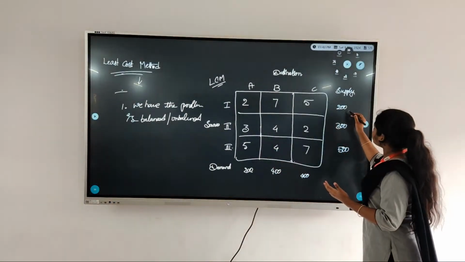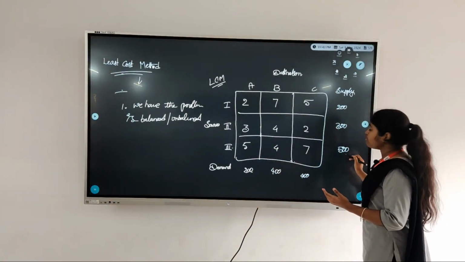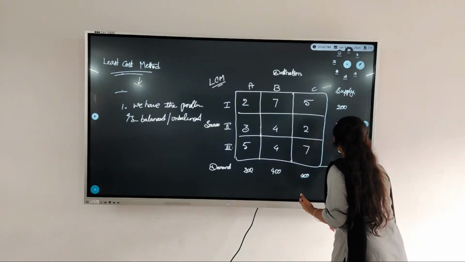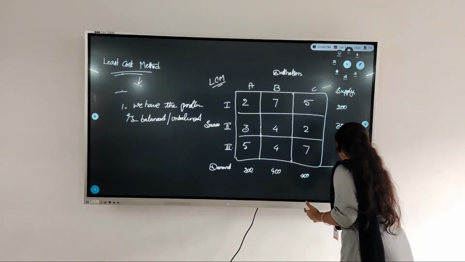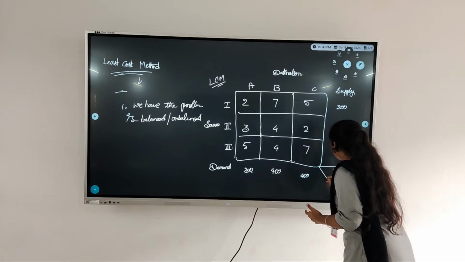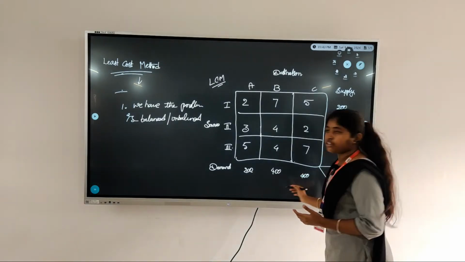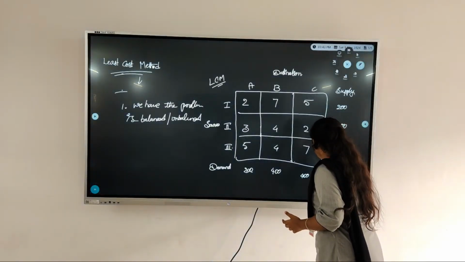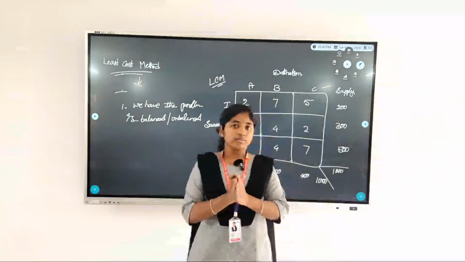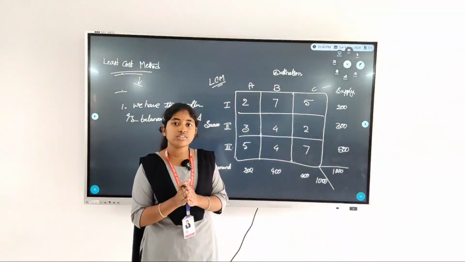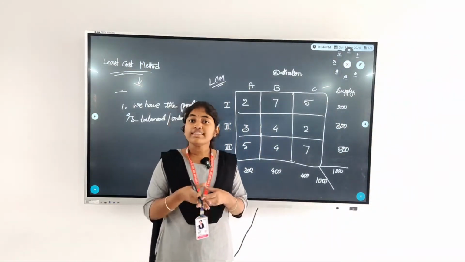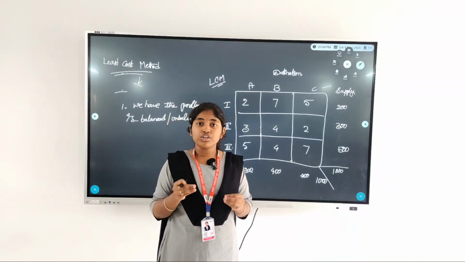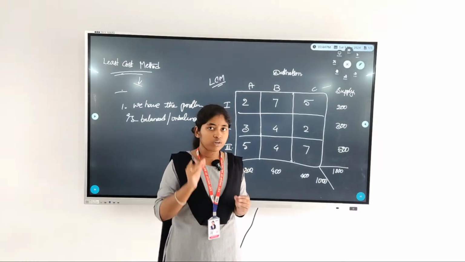Here the supply is 200, 300, 500, which totals 1000. And the demand is 200, 400, 400, which is also 1000. For our problem, the total supply and total demand are equal, so this is a balanced problem. And we can only find the solution for a transportation problem when it is balanced.